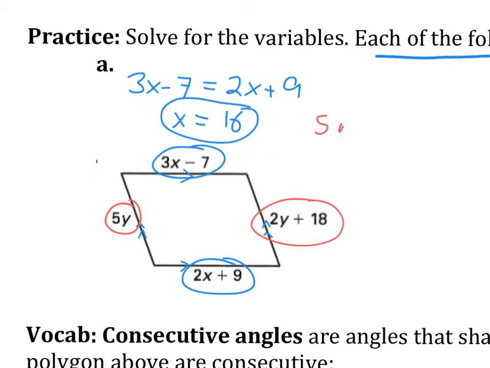That 5y is going to equal 2y plus 18. 3y equals 18, so y equals 6. Again, let's do a quick check. This here will give me 30. This here gives me 12 plus 18, which is also 30.